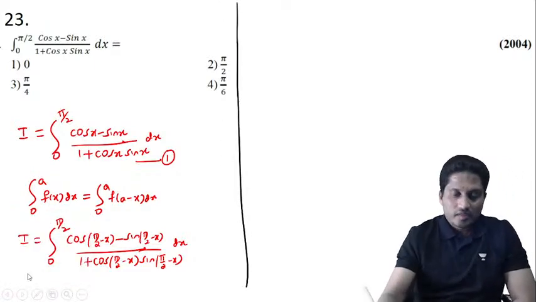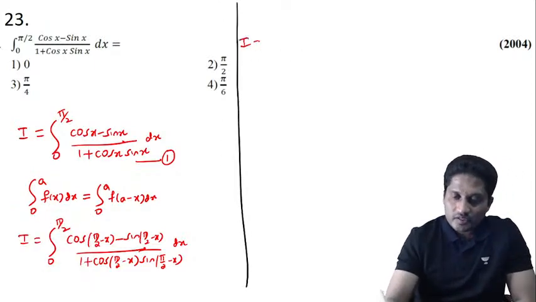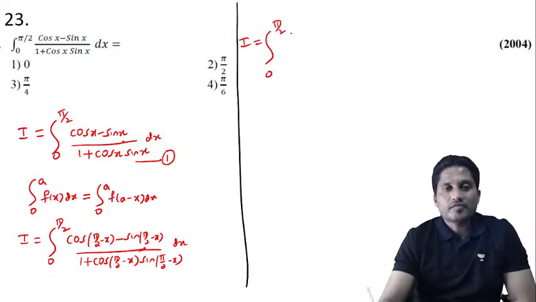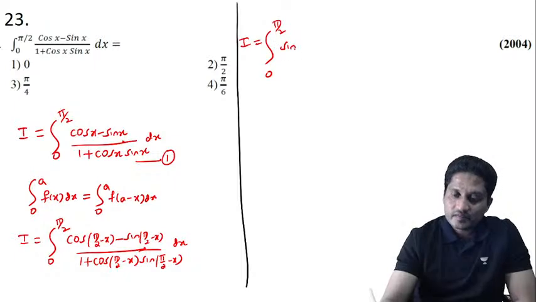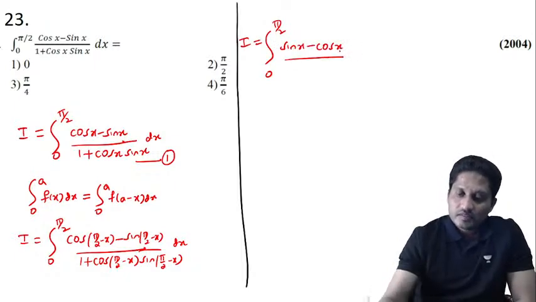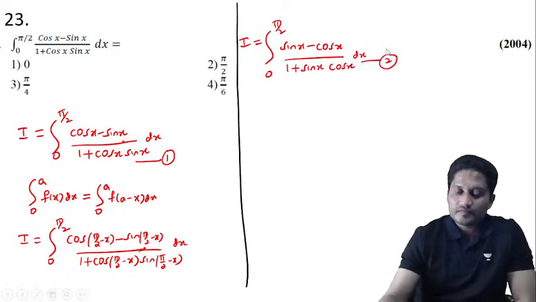Now I is equal to integration of 0 to pi by 2. Cos of 90 minus x is sin x, right? Sin of 90 minus x is cos x. So it is (sin x minus cos x) divided by 1 plus sin x into cos x, dx. Let's call this equation 2.